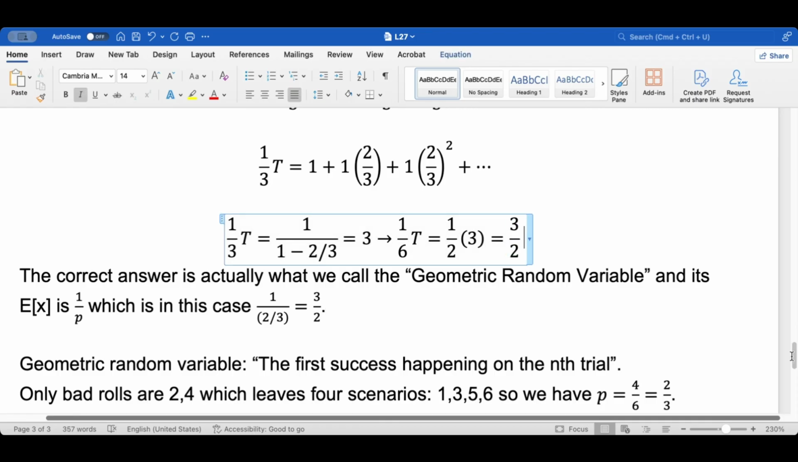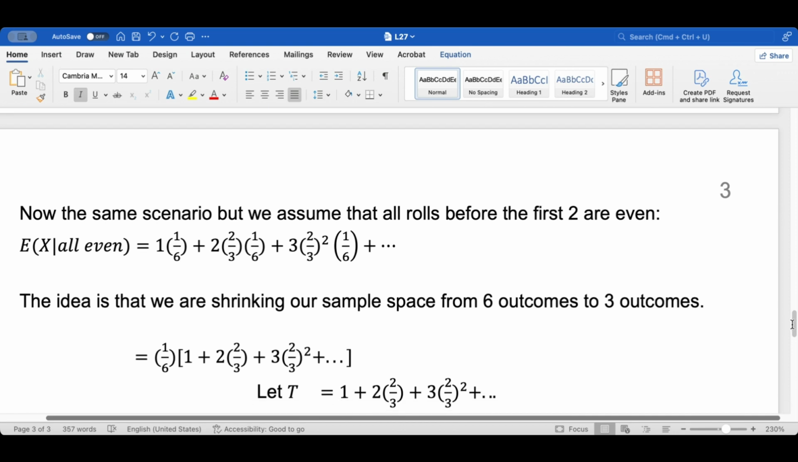One other note here in this question, very important phrasing: the rolls before the first 2 are even. So this keyword is before. We're not assuming that every roll is even. We're assuming all the rolls before the 2 appeared were even.